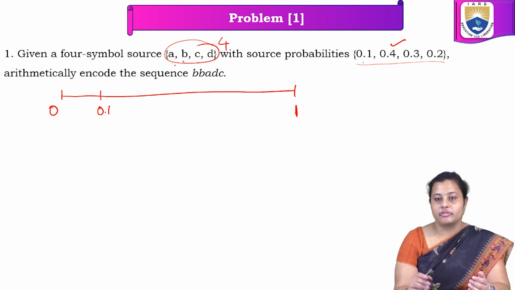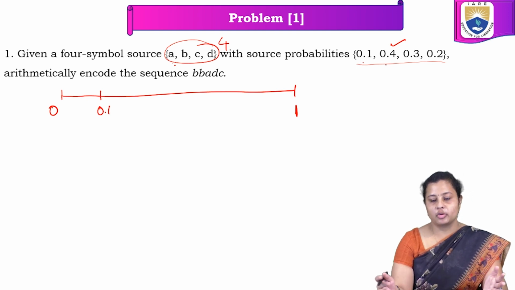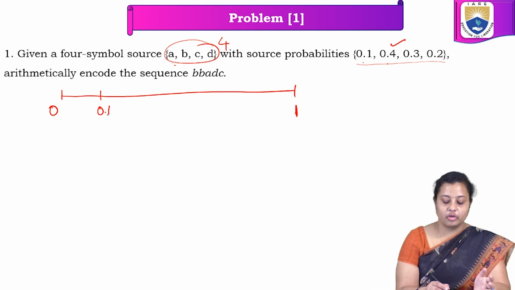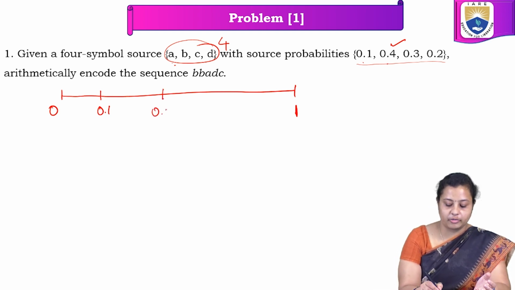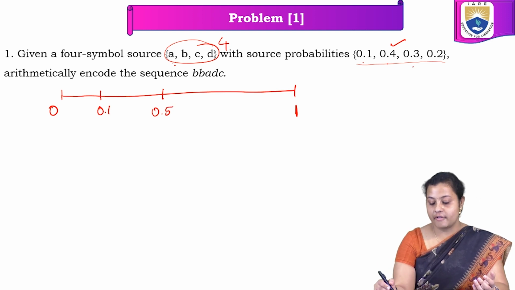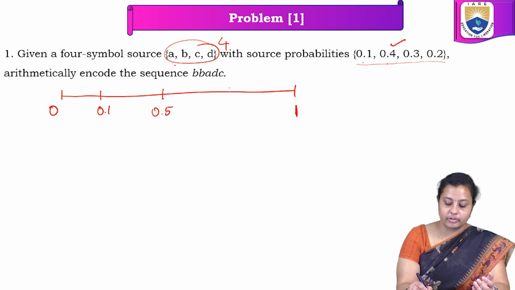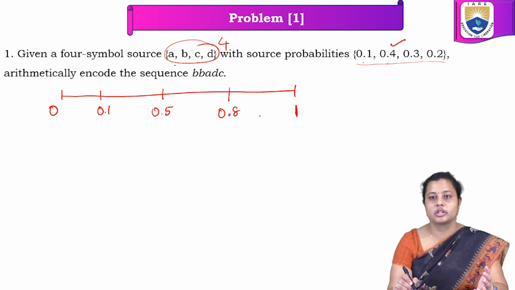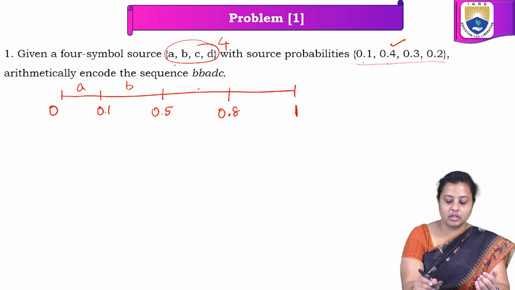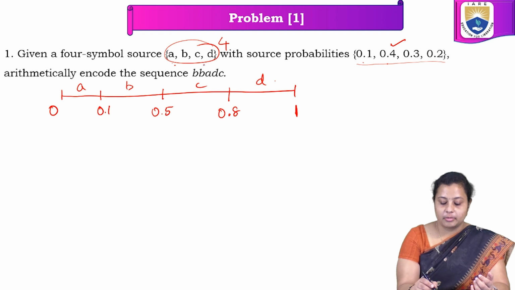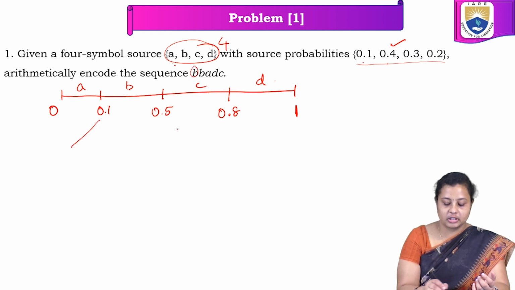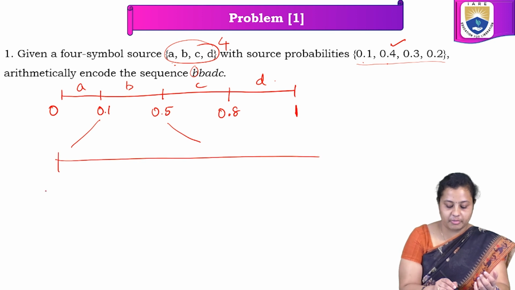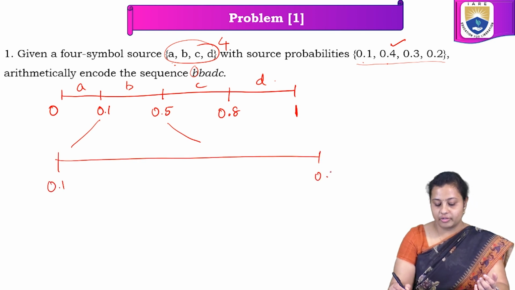Next comes B, which has a subgroup length of 0.4. So 0.4 plus 0.1 will be 0.5, right? C has the probability of 0.3, so I will have this value as 0.8. Next symbol has probability 0.2, so 0.8 plus 0.2 is equal to 1. So this is my A, B, C, D. Now, my first symbol in the sequence is B, so I'll be considering this range.